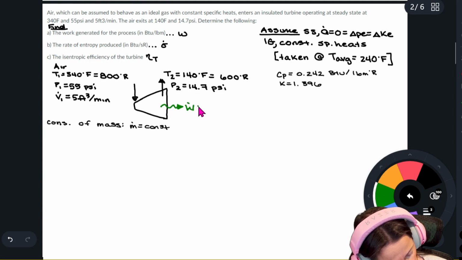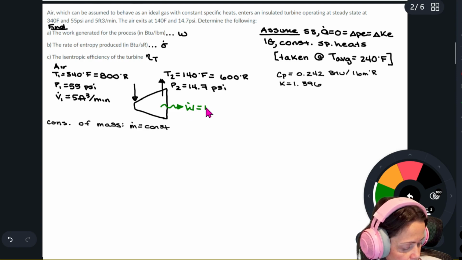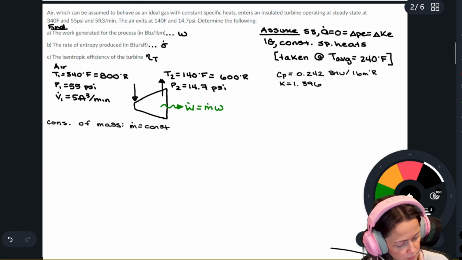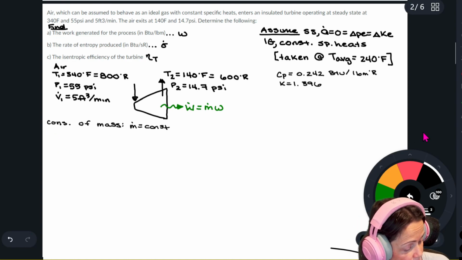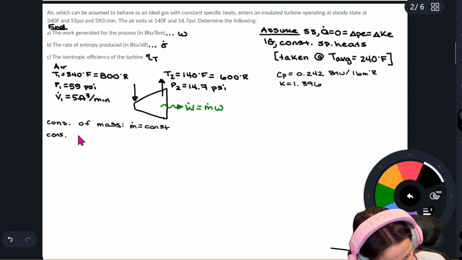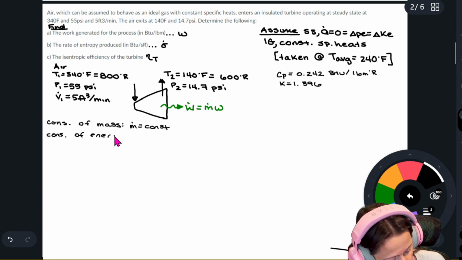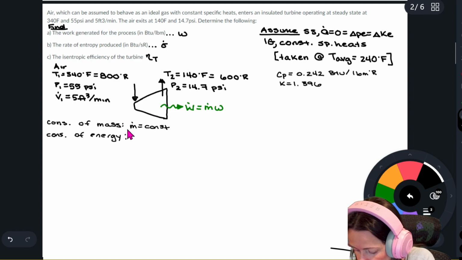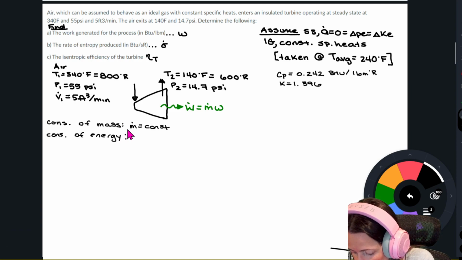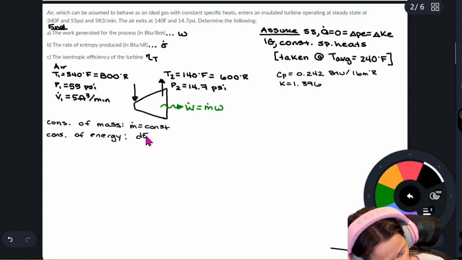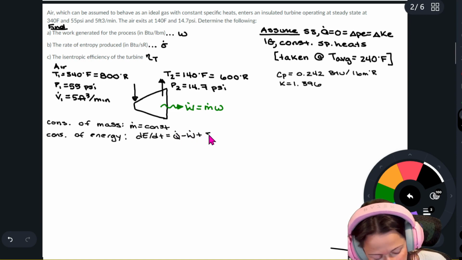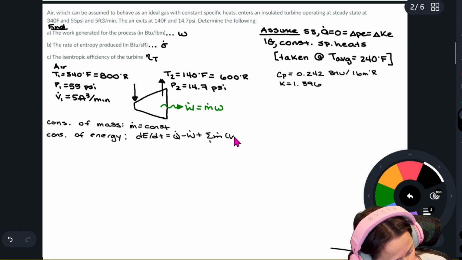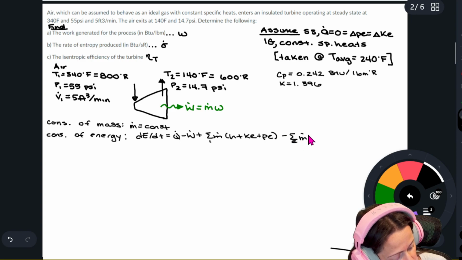Put a little w dot, or m dot times little w there. All right, so there's my conservation of mass. I also have my conservation of energy. So my conservation of energy: dE/dt equals Q dot minus W dot plus, I have stuff coming in, m dot times h plus kinetic energy plus potential energy, all coming in, minus the same thing going out.